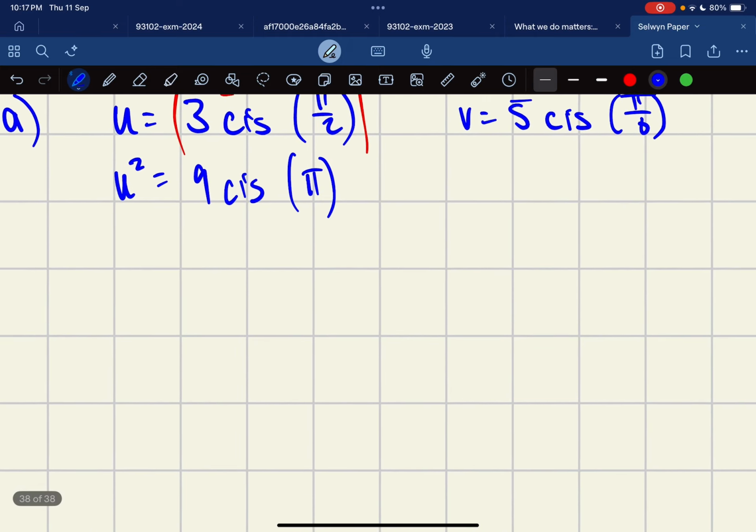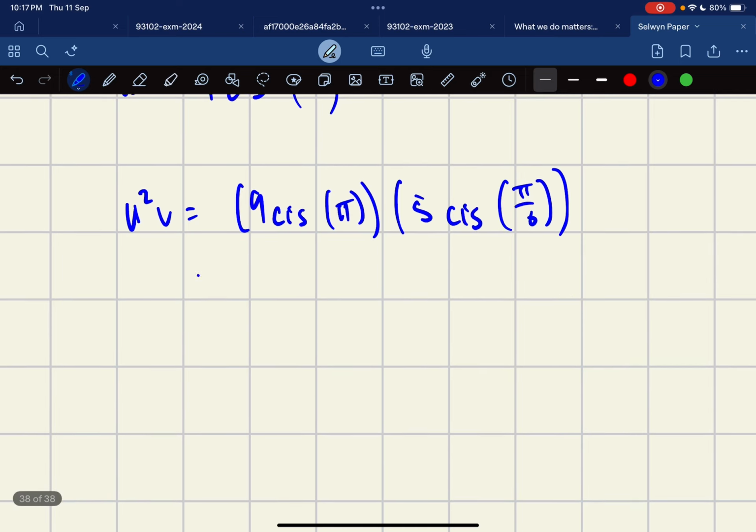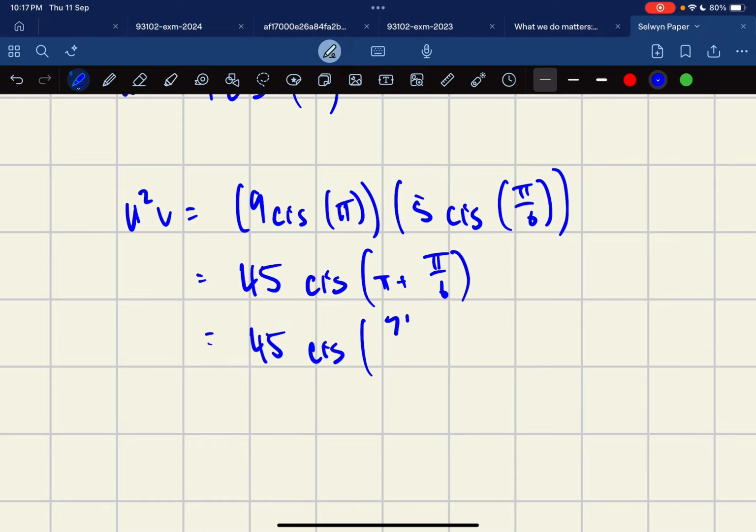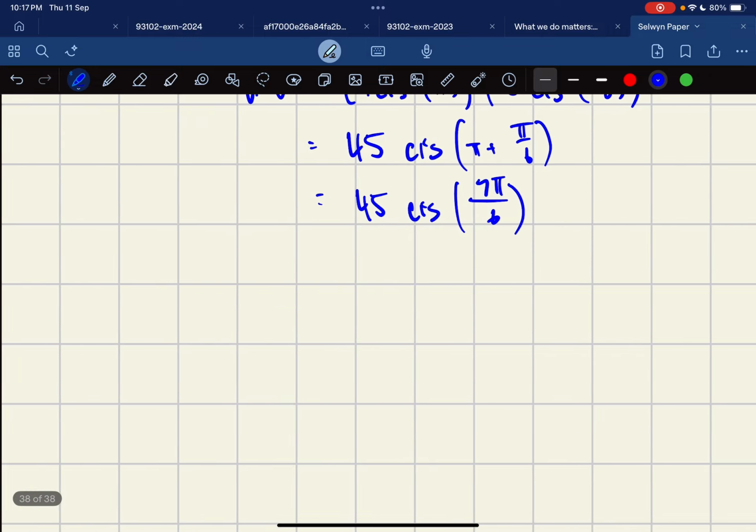So then just multiplying these two together, U squared V is going to be 9 cis of pi multiplied by 5 cis of pi over 6. And then the two constants at the front just multiply to give you 45. And then the arguments of the cis inside there, you just add them together. So it'll be cis of pi plus pi over 6, which simplifies to 45 cis of 7 pi over 6. Okay, on to part B.